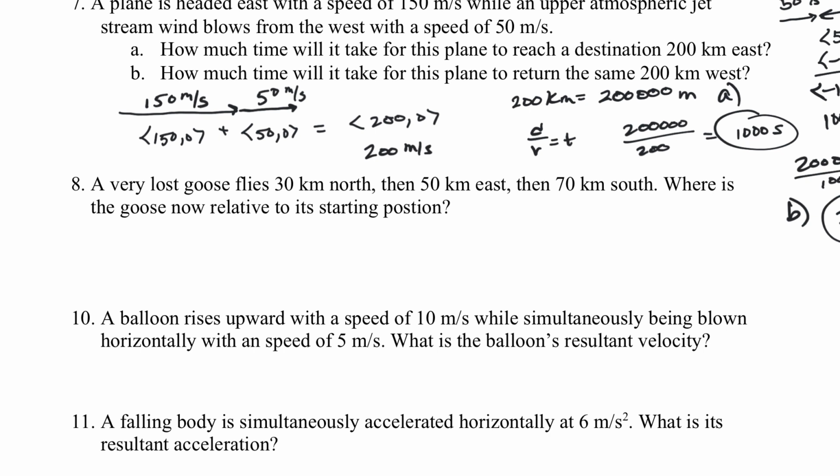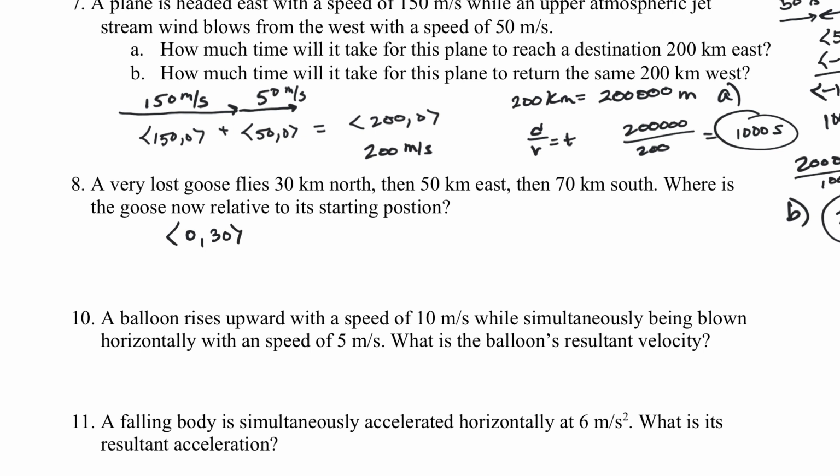Number 8 is one I'm not even going to draw. You can draw it, but it's not a triangle. It's probably more like a quadrilateral. If we write it out just in vector form, it's pretty straightforward. A very lost goose flies 30 kilometers north. That's straight up, so that's 0, 30.